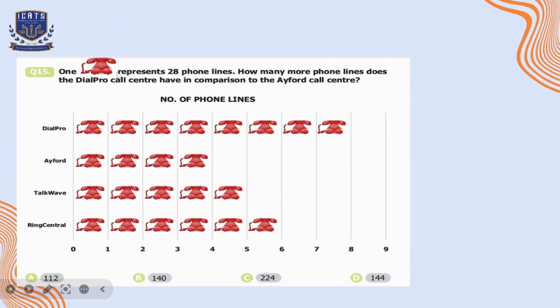Question number 15. One telephone represents 28 phone lines. How many more phone lines does the Dial Pro call center have in comparison to the A4 call center?